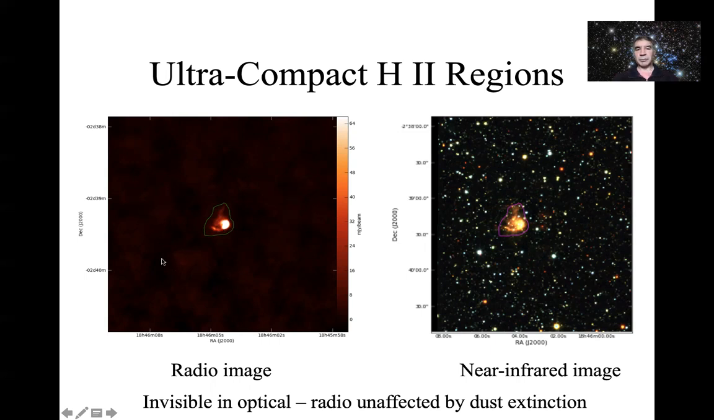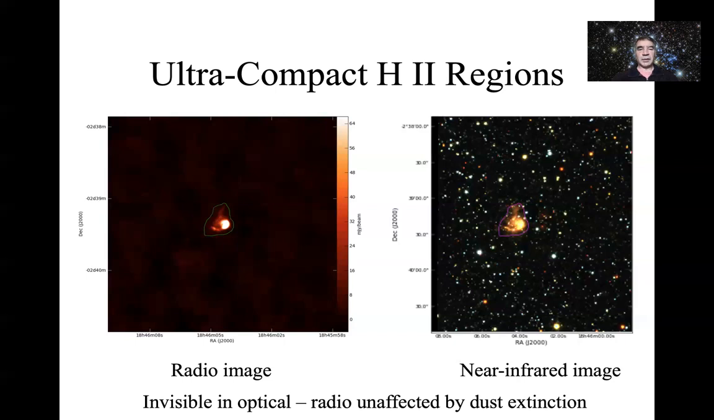So this image comes from the radio survey of the plane, the so-called Cornish survey that I've been leading over the past years. If you went further into the optical band, you would see absolutely nothing here. You would not see the nebula. And that's, again, the radio completely unaffected by dust extinction.